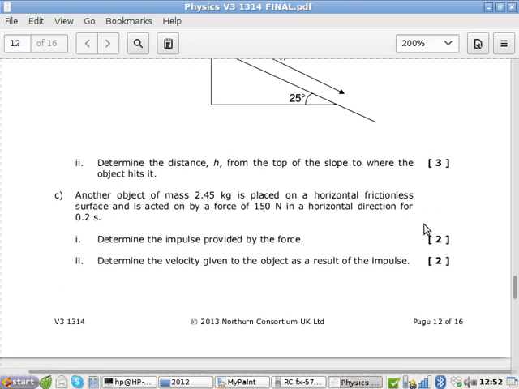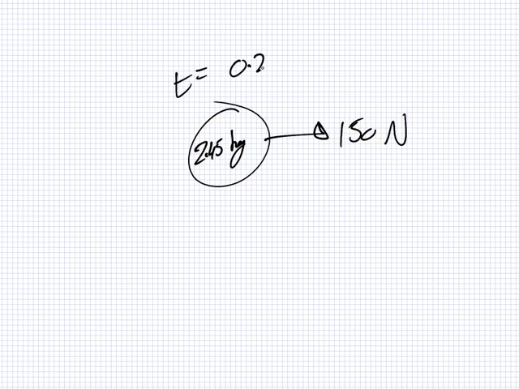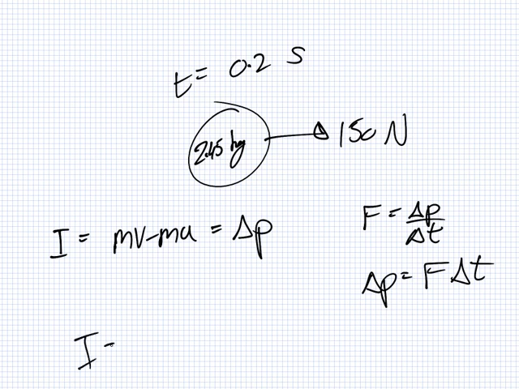Now the last one here, we might as well finish it. A mass is placed on a horizontal surface and a force of 150 acts on it for 0.2 seconds. So here you have a mass of 2.45 kilograms and there's a force acting this way of 150 newtons, and the time for the force is 0.2 seconds, so you push it for this long. What is the impulse? Do you remember the formula for impulse? It can also be written as delta P. But if you remember, F equals delta P over delta T. So another way of writing impulse is F multiplied by delta T. So impulse is just 0.2 times 150, which is 30 newton seconds.